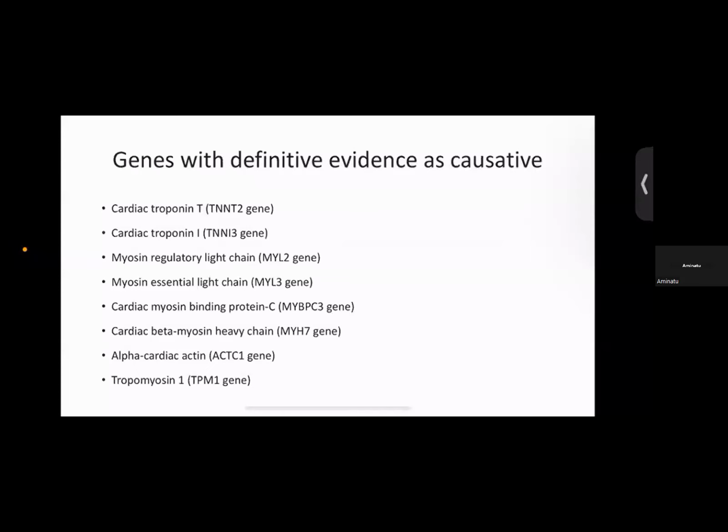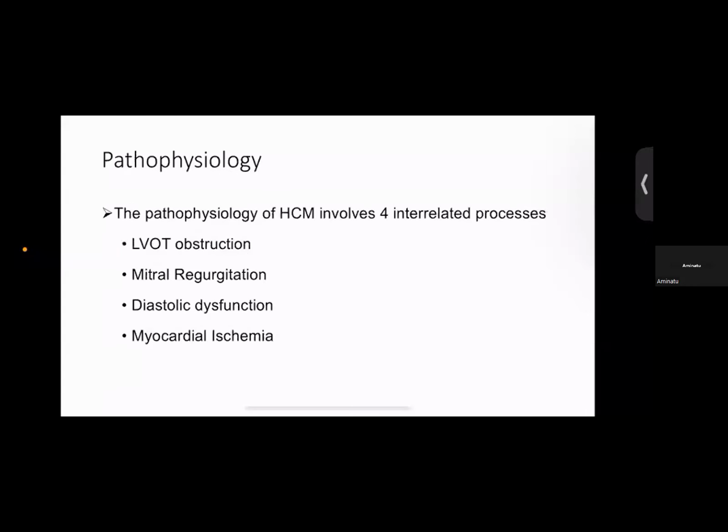The genes with definitive evidence of being causative are listed here. For the sake of MCQs, we have from cardiac troponin T down to tropomyosin 1. So these are about 8 genes that are commonly seen as definitive evidence of being causative.